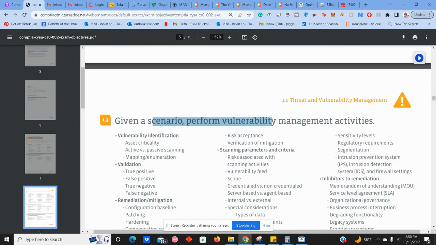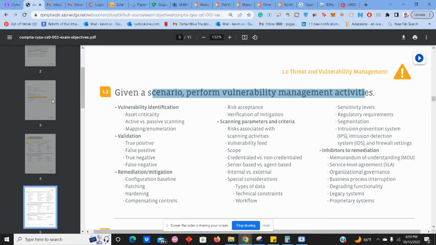Given an example, perform vulnerability management activities. For vulnerability identification, we first must identify the assets we have, and we have to do either active or passive scanning, depending on the sensitivity of the device. We also have to make sure we're mapping and enumerating our systems.